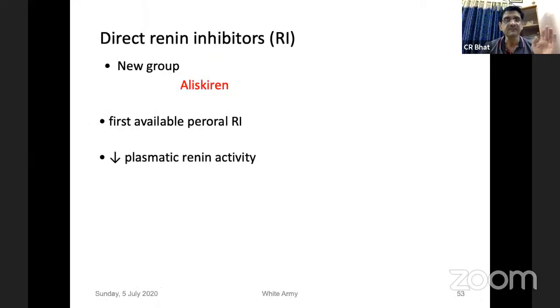Okay. Now, as I said, in the renin-angiotensin cascade, there are direct renin inhibitors. A new group has come, aliskiren, the first available oral agent. They prevent the cleavage of angiotensinogen by renin to angiotensin, thereby blocking the renin-angiotensin cascade. They have the same effect as ACE inhibitors and ARBs.